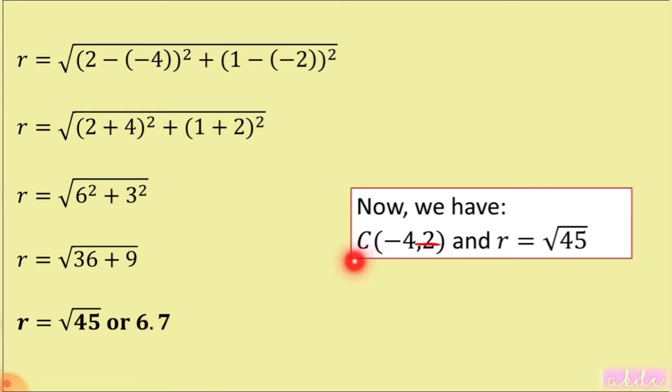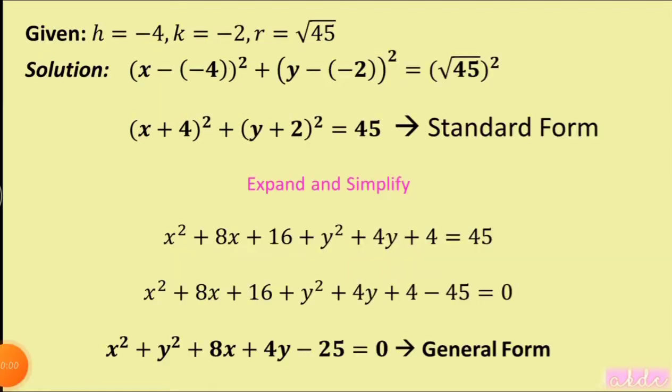So now we have the center at (-4, -2) and the radius square root of 45. So now we can find the standard form and the general equation of our circle. So we have the center (-4, -2) and radius square root of 45. Substitute in the standard form, which is (x minus h) squared plus (y minus k) squared equals r squared, where h is -4, k is -2, and r squared is the square root of 45 squared.